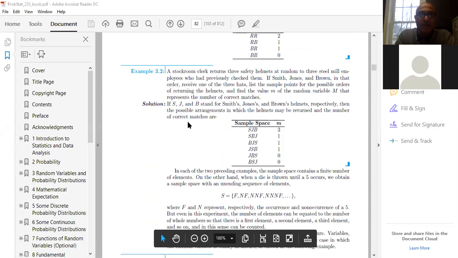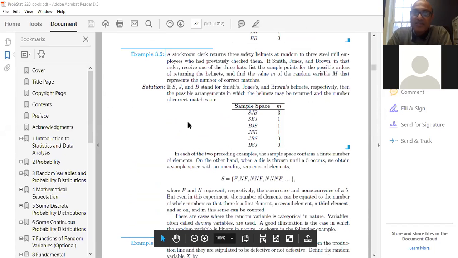Look here, guys. A stockroom clerk returns 3 safety helmets at random to 3 steel mill employees who had previously checked them: Smith, Jones, and Brown. Now, Smith I would like to denote by S, Jones I would like to denote by J, and Brown I would like to denote by B. So S, J, and B, like this. This is the order we are going to follow if Smith, Jones, and Brown are set in that order. So this is my perfect order. Each receives one of the 3 hats, or you can say helmets. List the sample points for the possible orders of returning the helmets.